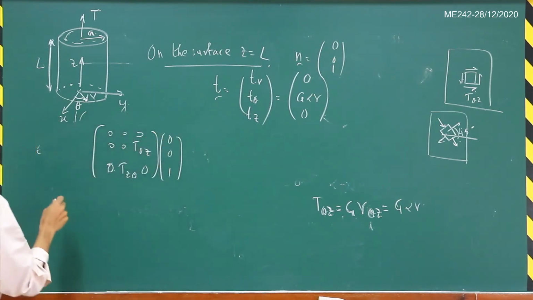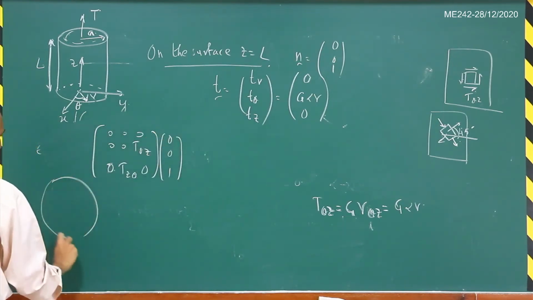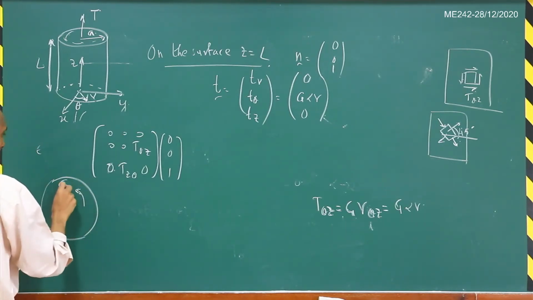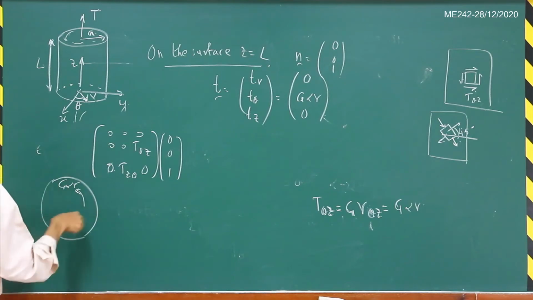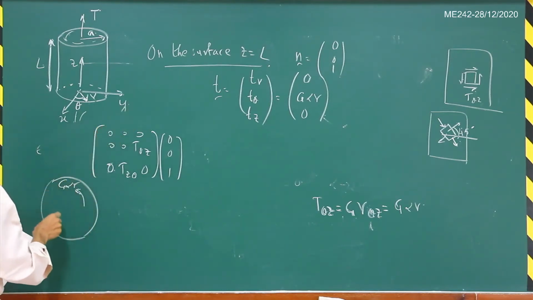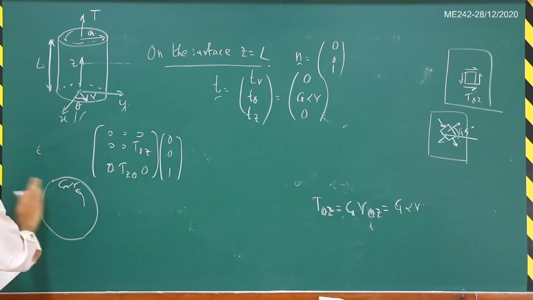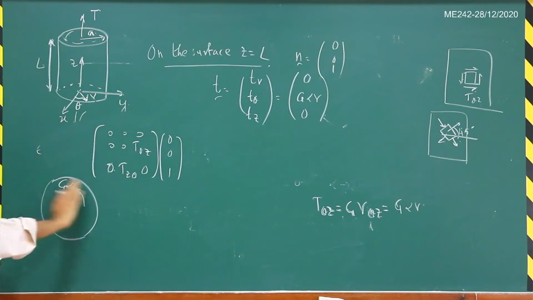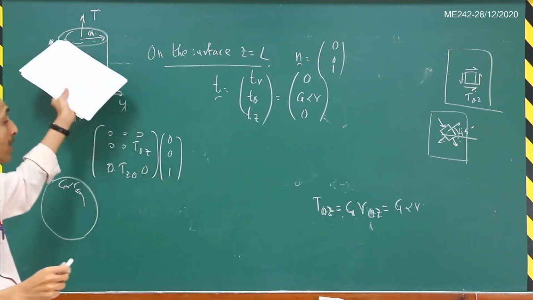So if I draw this top surface here, the traction will be along this particular direction. That is, G alpha r is acting along the tangential direction because it is t theta. So it is acting along the tangential direction on this top surface. So this is the cross section. I'm just cutting it here. So at any cross section, you will get this as the traction that is acting, including on the top surface also.